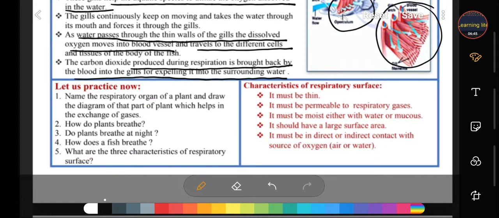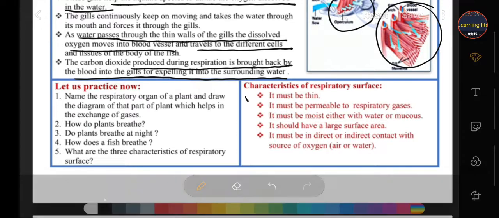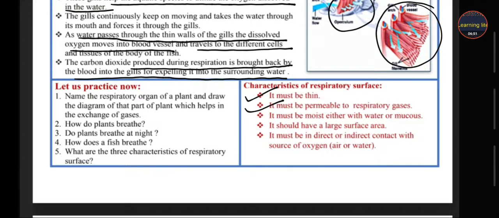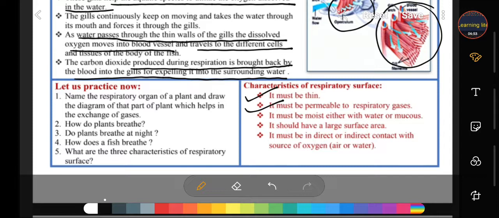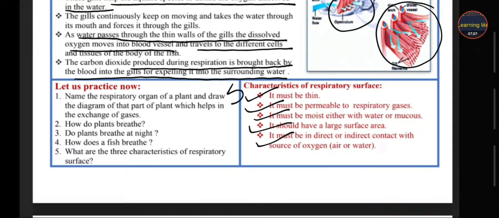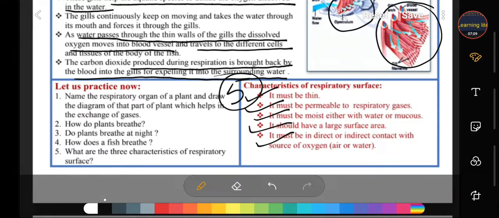Okay, here on your right hand side, some characteristics of the respiratory surface are given. The respiratory surface must be thin, it must be permeable to respiratory gases, it must be moist with either water or mucus, it should have a large surface area, and it must be in direct or indirect contact with the source of oxygen. So student, this is the answer to your fifth question, what are the characteristics of the respiratory surface. Okay, let's move to the exercise.